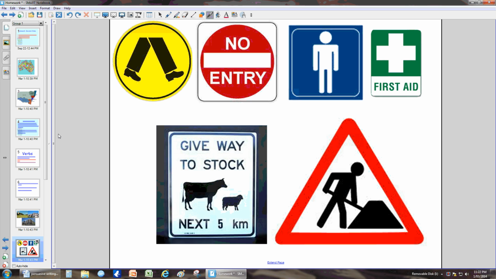We also, in science, looked at signs, how we know what a sign means and its purpose. We looked at all different kinds of signs and what they mean. And remember, you created your own. These are ways to let people know what's happening in the area or what the purpose of something is.